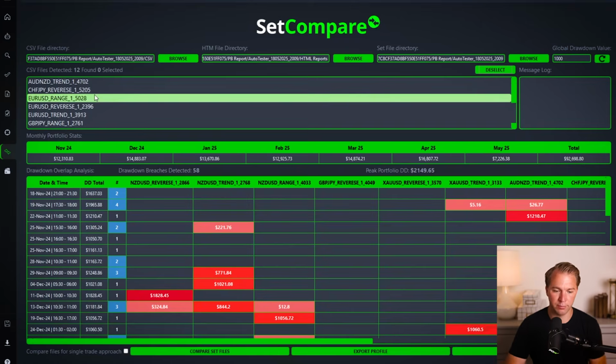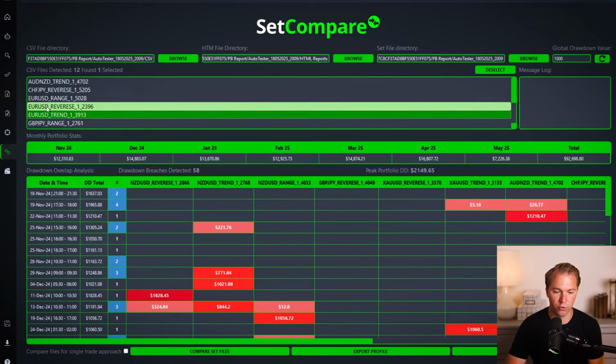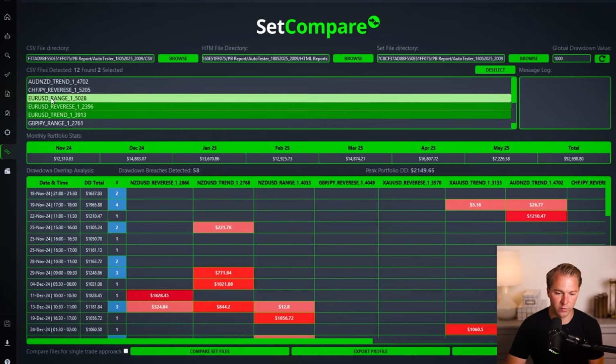Let's do a very simple example here. Here's Euro USD trend, Euro USD reverse, Euro USD range. This is not diversified on pairs, but it is diversified on strategies. So theoretically, the range set should never be trading at the same time as the reverse set, which should never be trading at the same time as the trend set.